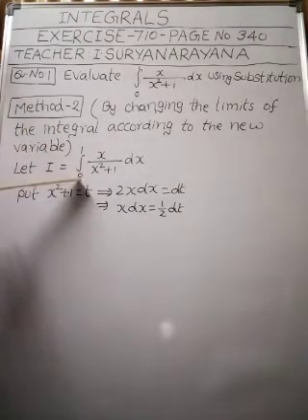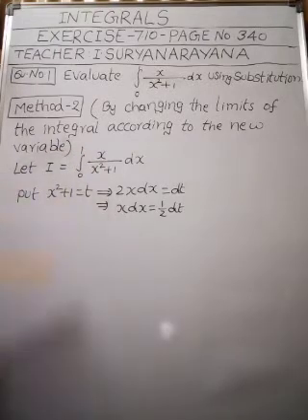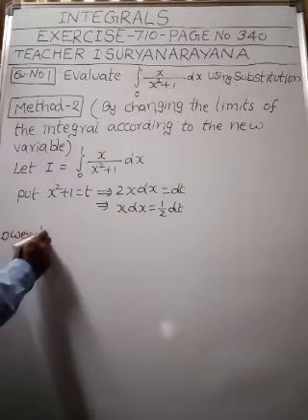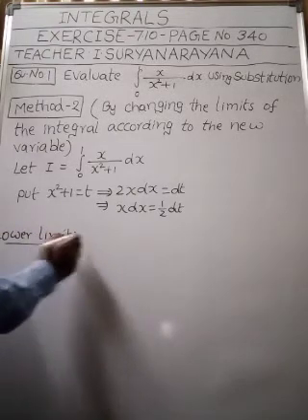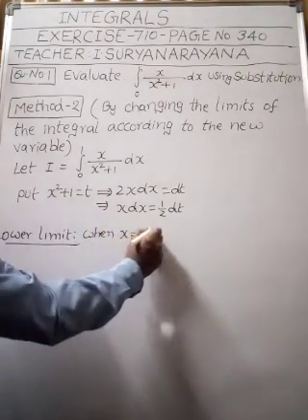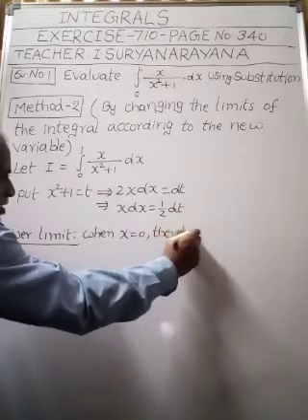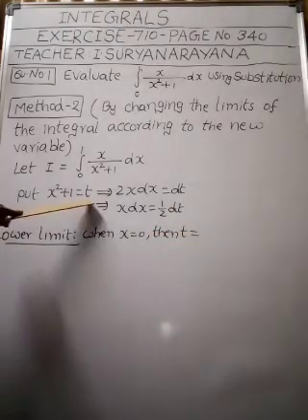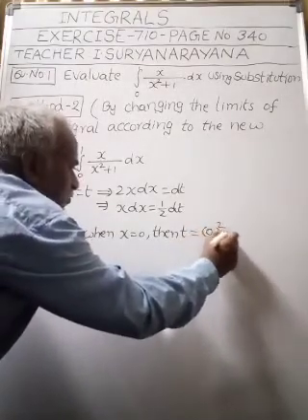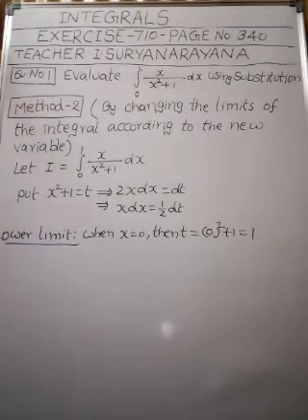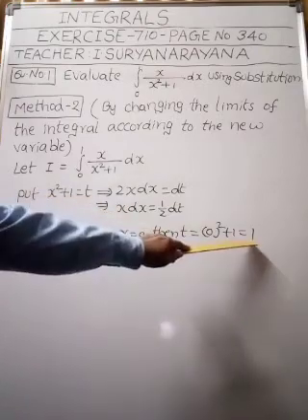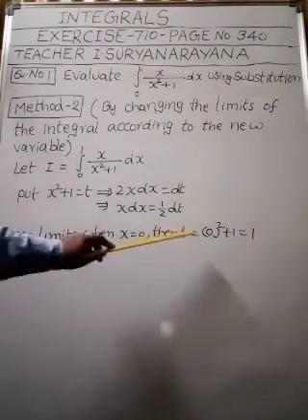Here lower limit is 0, upper limit is 1. But we are changing the limits. Lower limit: when x is equal to 0, then t is equal to, in this equation put x is equal to 0. T is equal to 0 square plus 1. What you will get? 1. So lower limit is 1. The lower limit 0 is changed to 1. Okay, my dear children, understood this step?